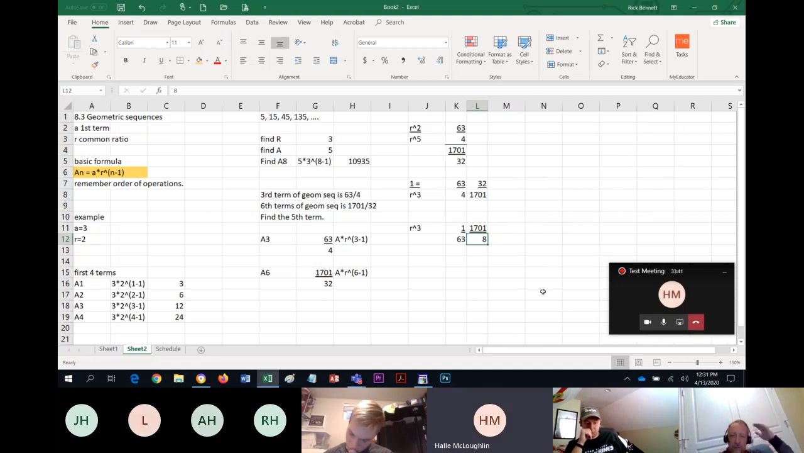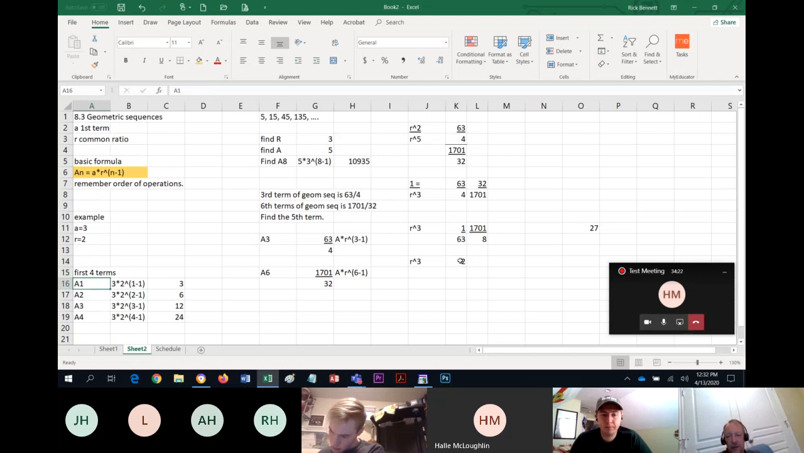Yeah, so when you were multiplying 63 over 4 times 32 over 1701, you reduced fractions, so now it's 1 over 63, 17, or 1 over 8. Right, and I have a feeling that 1701 is going to divide evenly by 63, and I'm going to check that right now, and it goes in 27 times. So essentially, r cubed becomes 27 divided by 8. Does that make sense how I reduce this fraction here to 27 over 8? Yeah, you just did 1701 divided by 63. Right, it goes in 27 times.